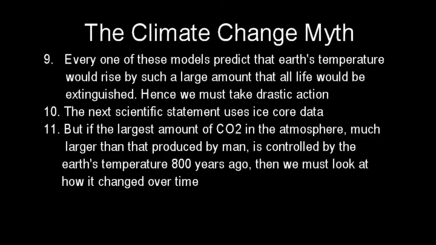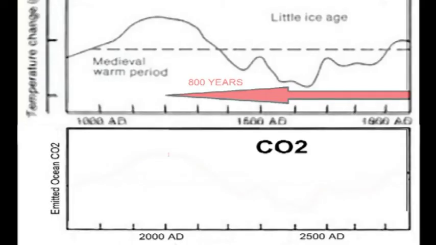But if the largest amount of CO2 in the atmosphere by far, much larger than that produced by man, is controlled by the Earth's temperature 800 years ago, then we must look at what that temperature was and how it changed over time. What we see are two linked graphs. The upper one shows the ice core record of Earth's temperature, while the lower one shows how we expect the atmospheric CO2 to change in sympathy. Let's see how this evolves.